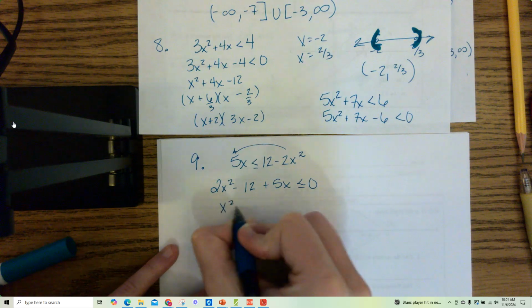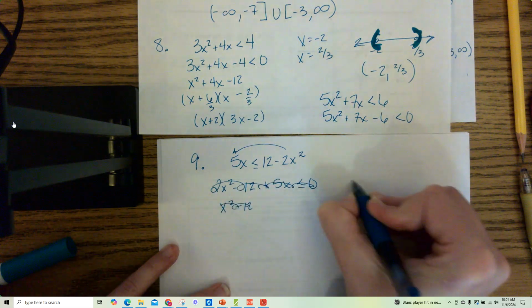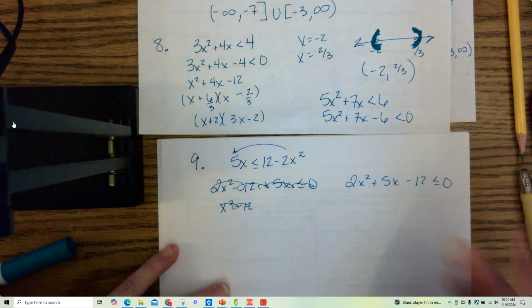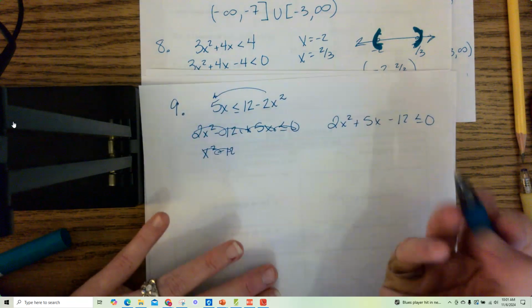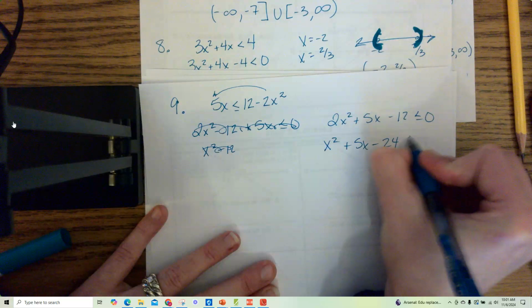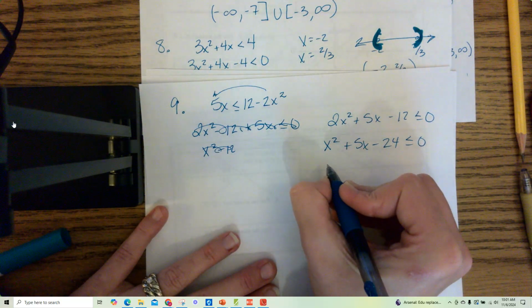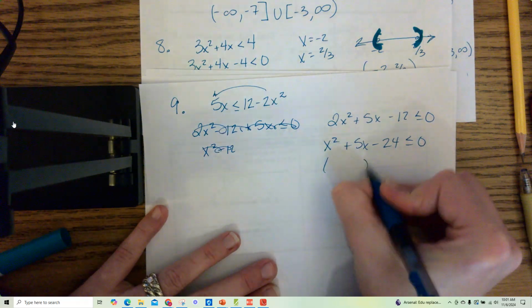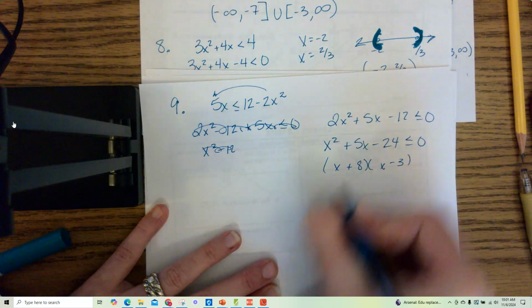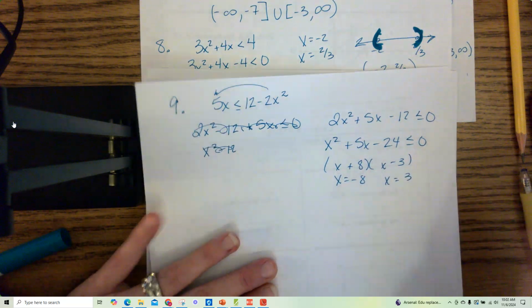2x squared plus 5x minus 12. So x squared plus 5x minus 24. 12 and 2 won't do it. 8 and 3. 8 has to be positive. So x equals negative 8, x equals 3.